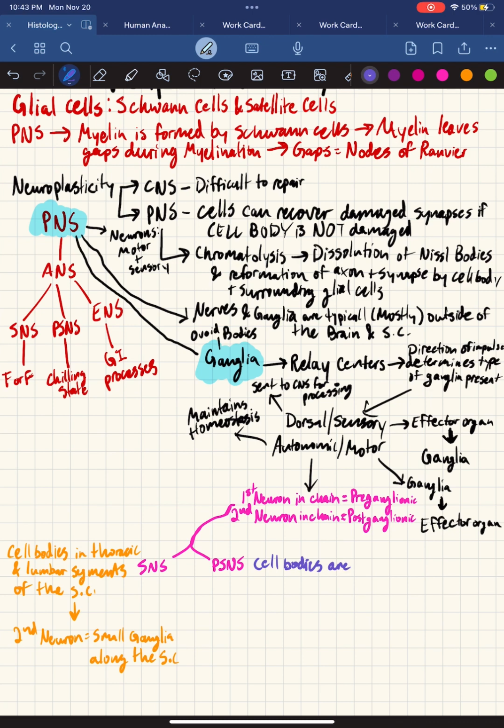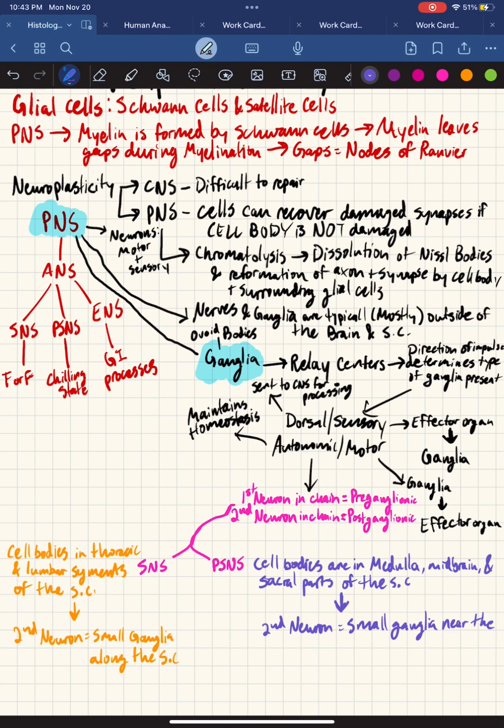Now, on the other end, in the parasympathetic nervous system, the cell bodies are housed in the medulla, the midbrain, and the sacral parts of the spinal cord. Now again, coming down with the arrow to the second neuron interactions. The second neuron is housed and has most of its processes on the small ganglia near the effector organs.